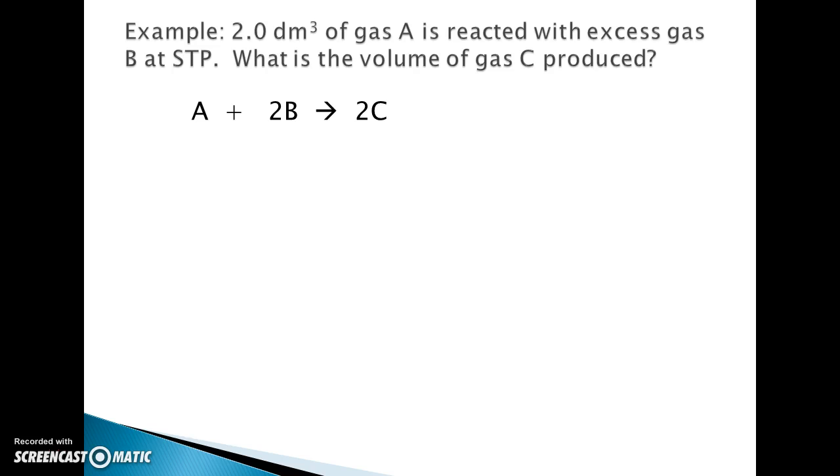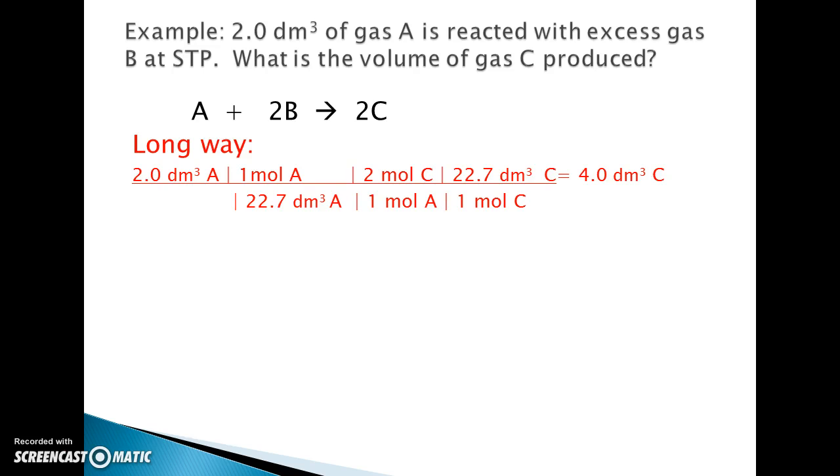It says 2 liters or decimeters cubed of gas A is reacted with excess gas B at STP. One important note on units. Hopefully you've noticed that we're using decimeter cubed. That's the same as a liter, but that's closer to the SI unit, which is meters cubed. Okay, so we know that this is at STP, so we know that there are 22.7 decimeters cubed per mole.